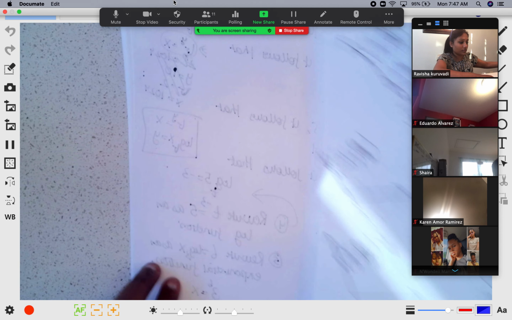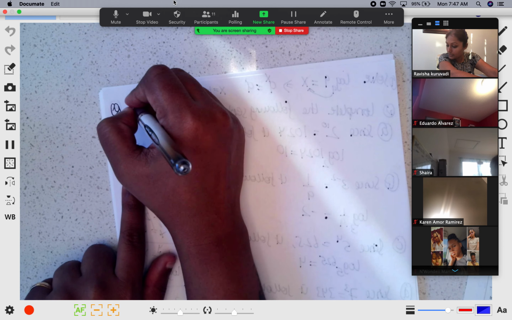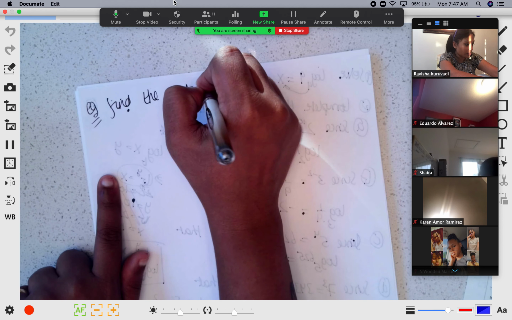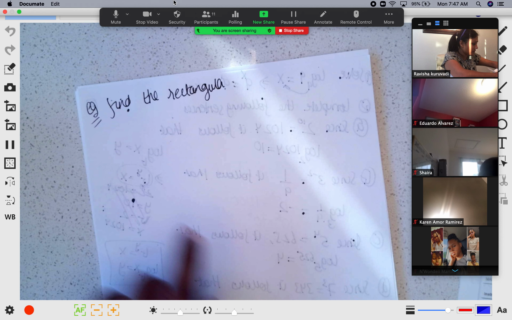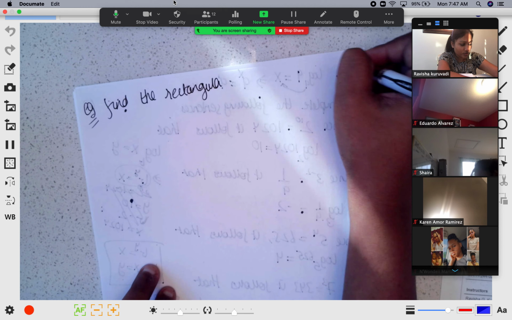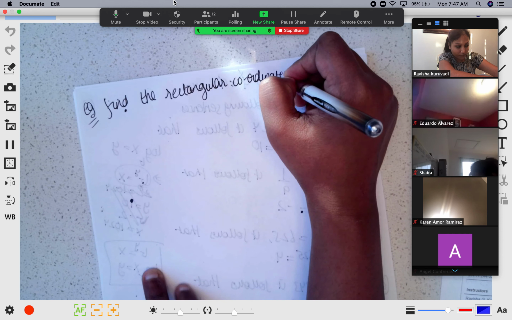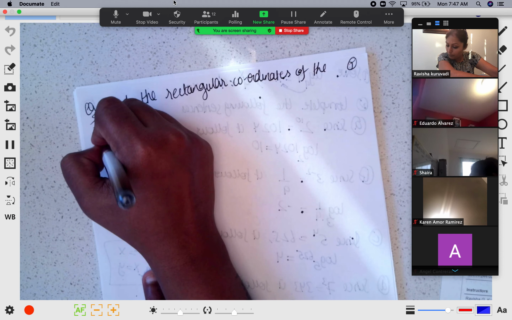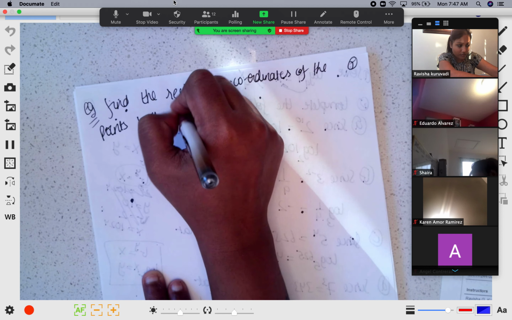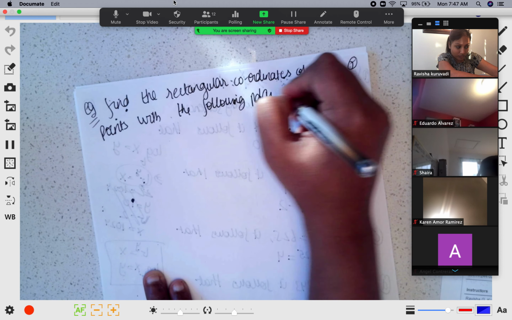Example: find the rectangular coordinates of the points with the following polar coordinates.